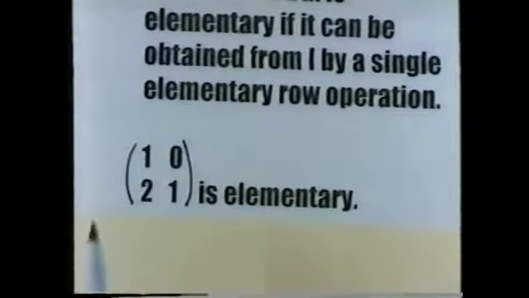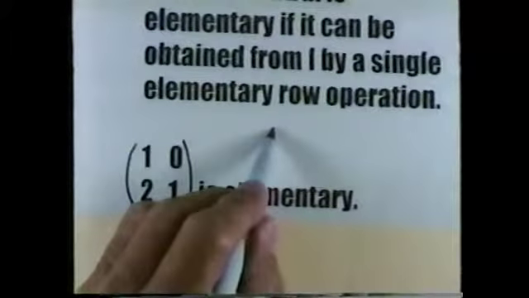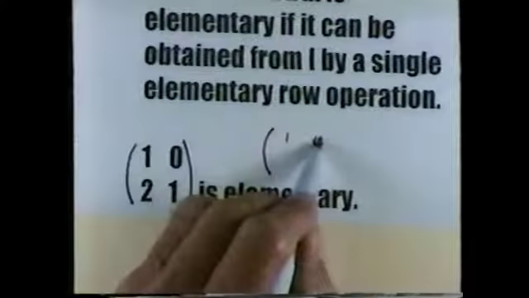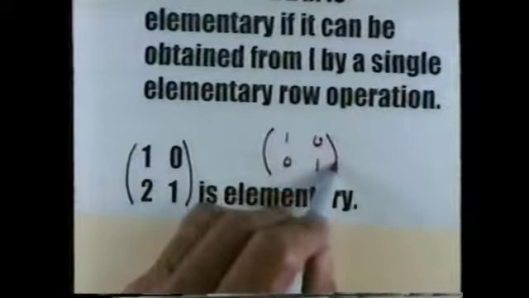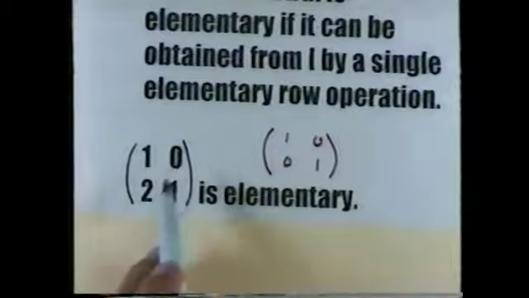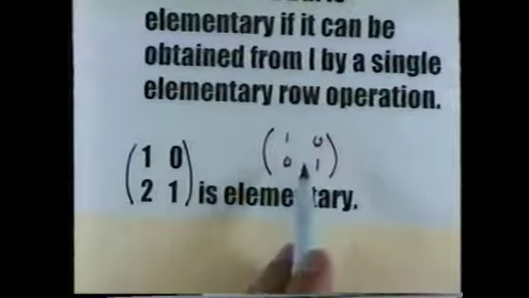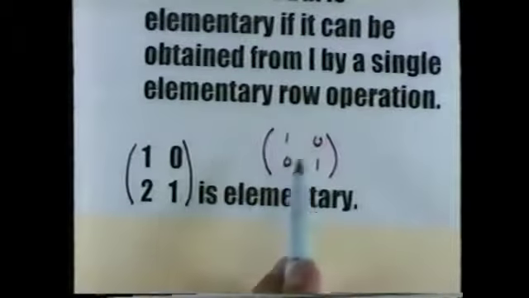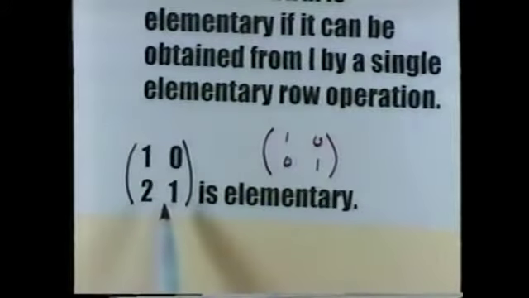The matrix [1, 0; 2, 1] is elementary. Now see if you can figure out, before I show you on the screen, why it's elementary. In other words, what did you do to the identity matrix to get [1, 0; 2, 1]? The identity matrix is [1, 0; 0, 1]. If you can go from the identity matrix to this matrix in one step, then it is elementary.